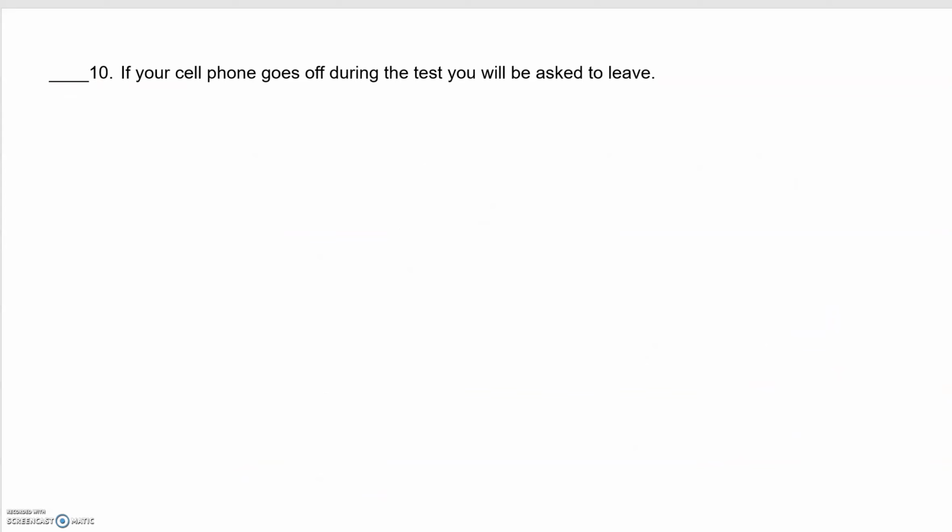And the last question, question 10: if your cell phone goes off during the test, you will be asked to leave. This is true. Please leave your cell phone at home, somewhere else, turn it off, or put it in a bag that you leave outside the classroom that you test in. If it goes off, even if that's just a vibration, it will terminate your test. You will be asked to leave. Your grades will not be scored. That's the end of your test. So make sure you are following those rules that you were given when you signed up for your ACT.